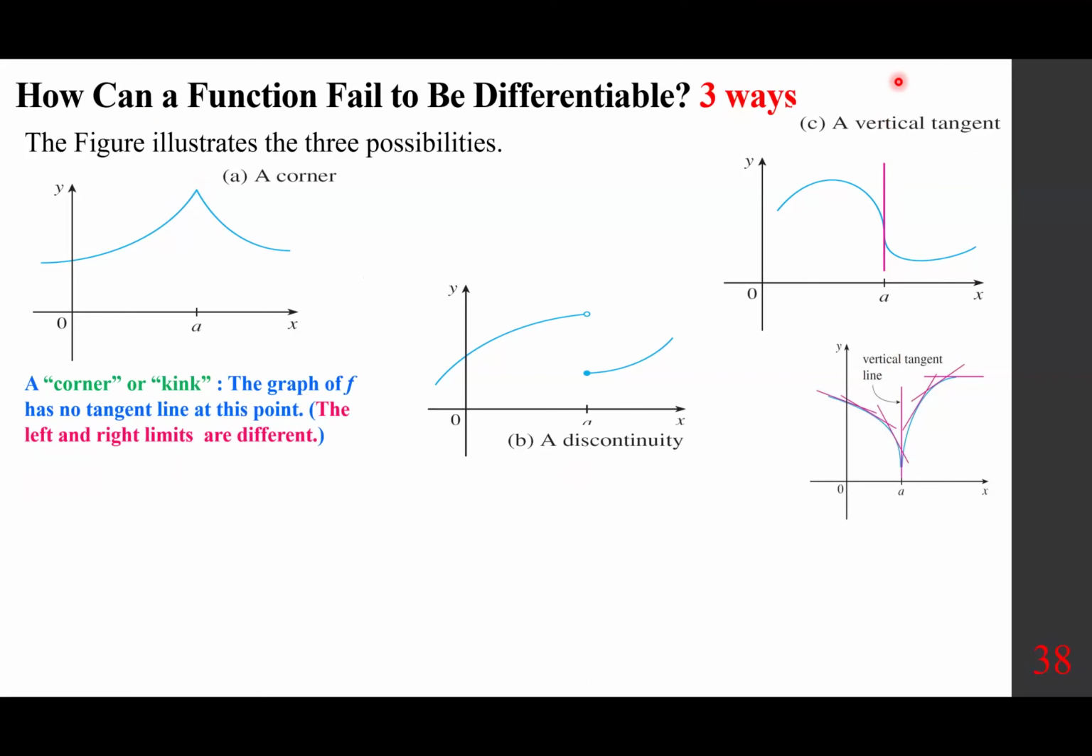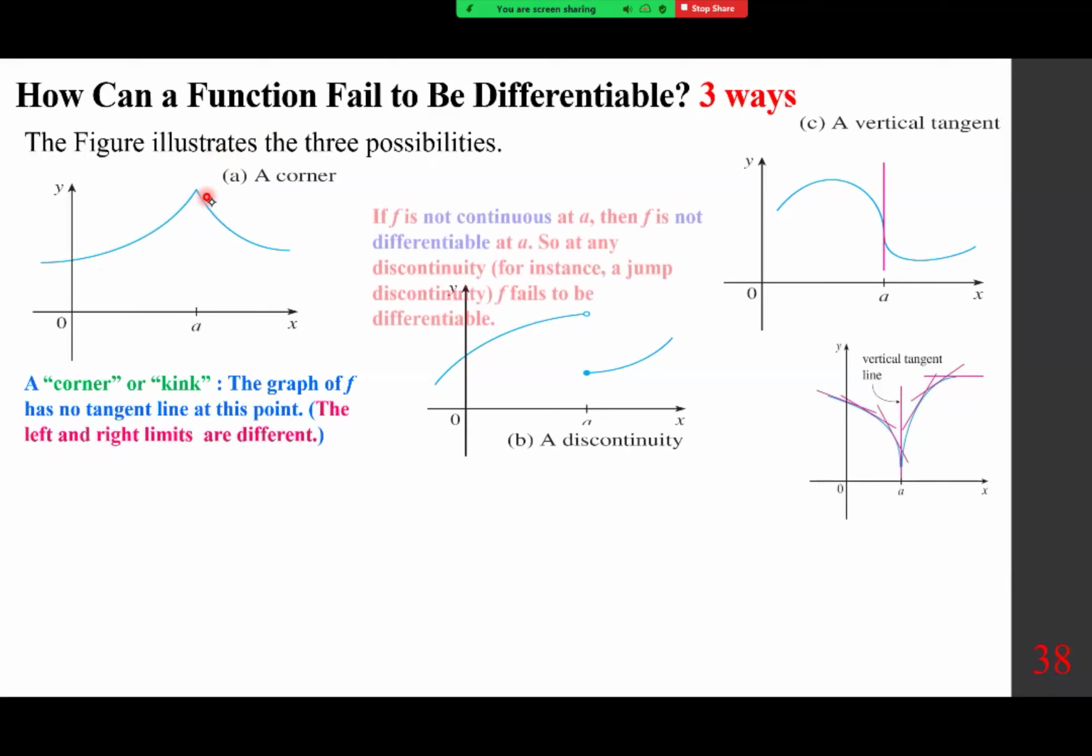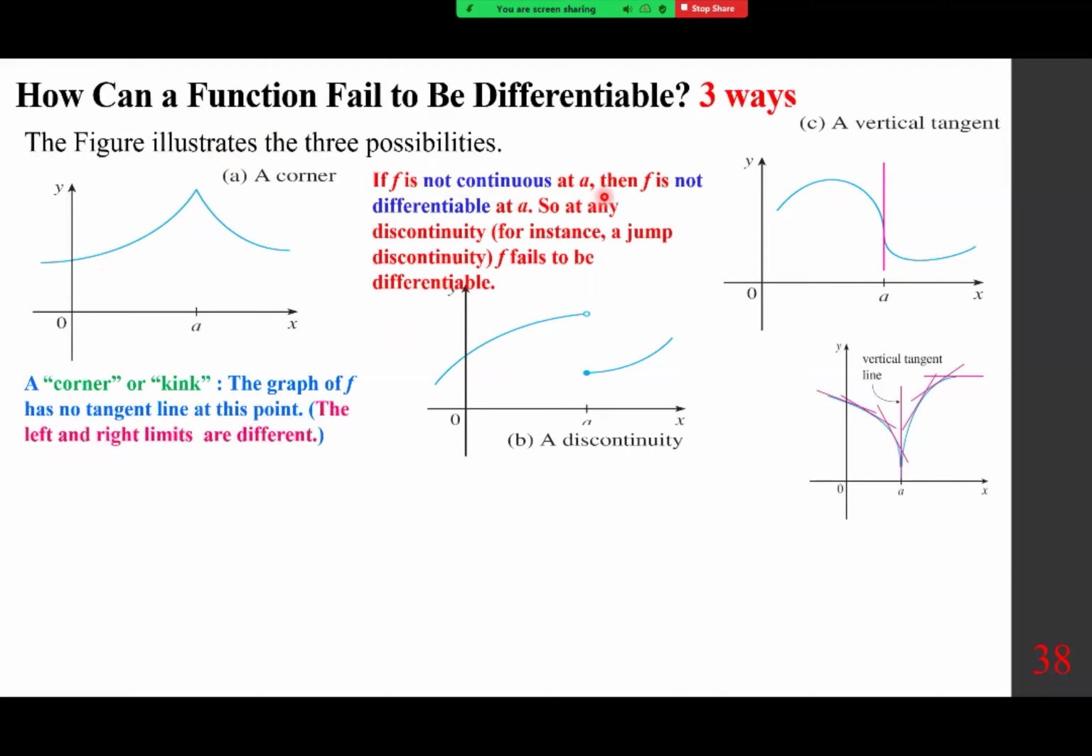A corner or kink: the graph of f has no tangent line at this point. The left and right limits are different, so how do you draw a tangent line? If f is not continuous at a, then f is not differentiable at a. So at any discontinuity, for instance a jump discontinuity, f fails to be differentiable.